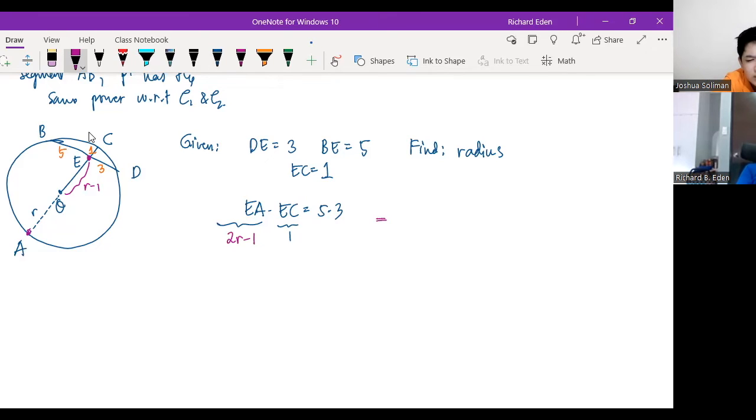So 2R minus 1 is equal to 15. Therefore 2R is equal to 16. Then R equals 8. Okay.